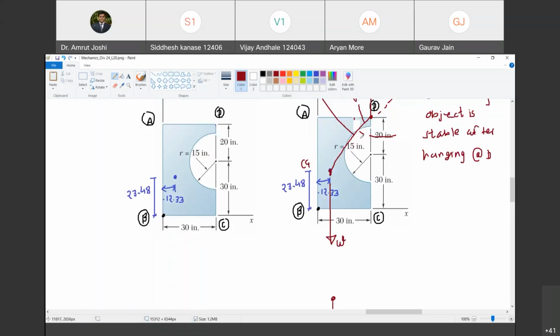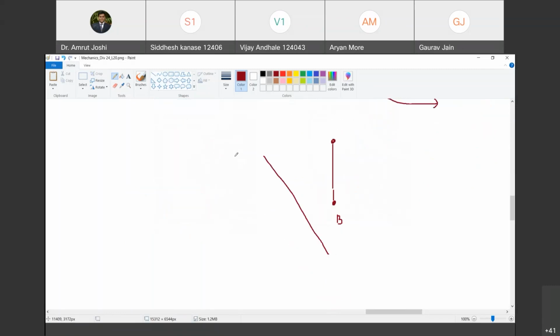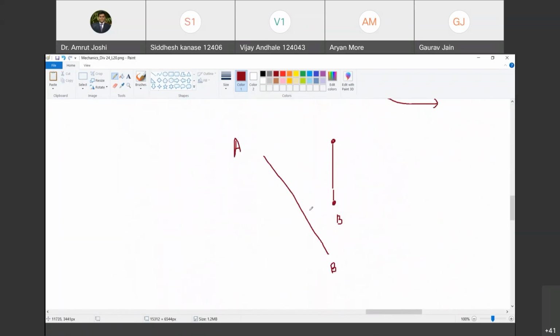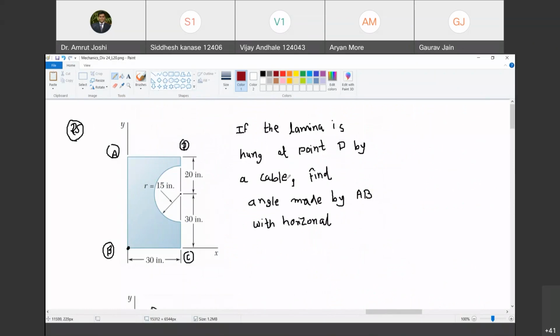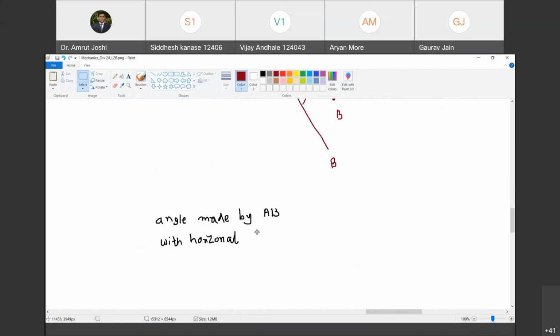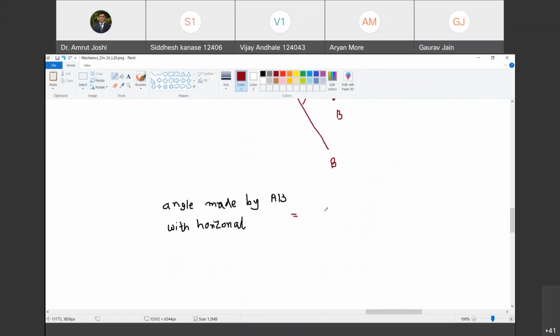Yes, sir. This line becomes vertical only when this object has rotated in this fashion, and that means this line AB is going to be of this nature. Agreed? Yes, sir. So now what is being asked in the problem? The angle made by AB with horizontal. That is what is asked, right? Yes, sir. So if I somehow find this angle theta, 90 minus theta is the answer of what I am seeking. Are you with me? Yes, sir. So that's what I am going to write. The angle made by AB with horizontal will be equal to 90 minus theta. Do you agree? Yes, sir.